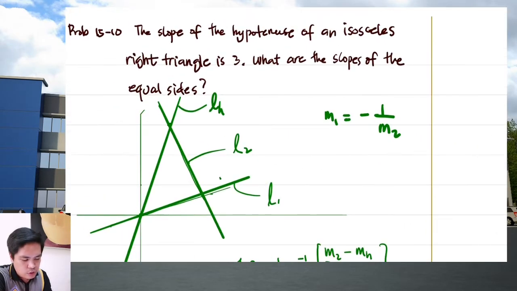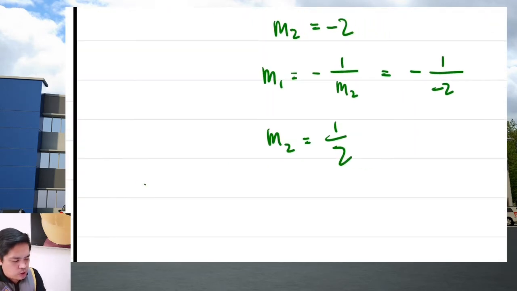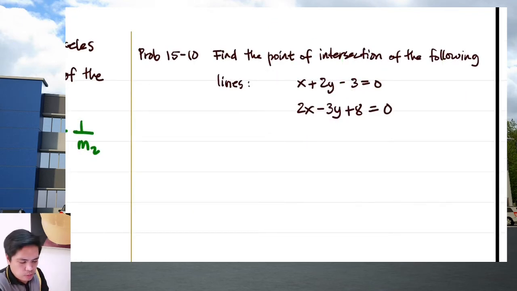So to answer this problem, what are the slopes of the equal sides? The slopes are, so here's our answer. The slopes are negative 2 and 1 half. Ganyan siya kadali. Very easy. Try to answer the next problem.